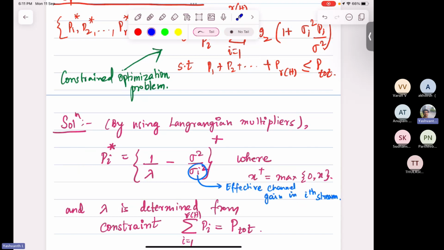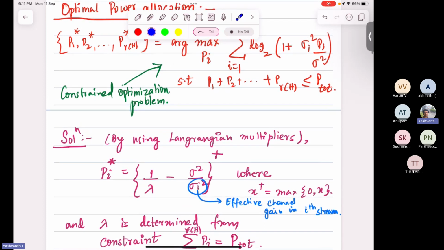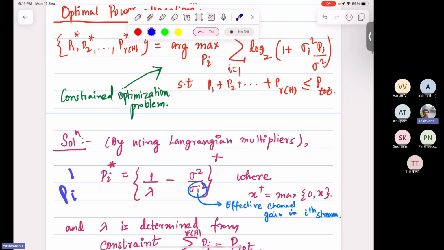So why do we use mathematics for engineering? We have some kind of a system and we try to model that system using some mathematics, and we solve it using mathematics and translate it back to engineering again. That is the utility of mathematics in engineering. So now if I say pi star equals -2, I cannot say that I have to put -2 watts for this particular stream. Physically what it means is I will just not put any power in that particular stream. That should be your engineering solution.